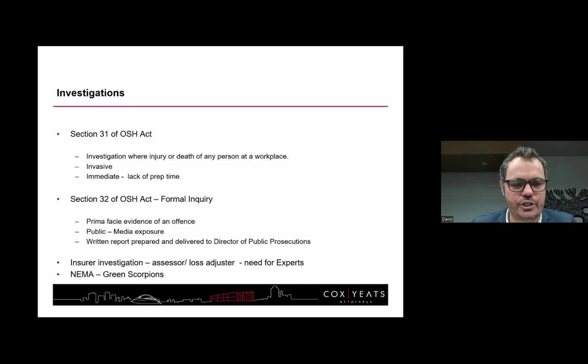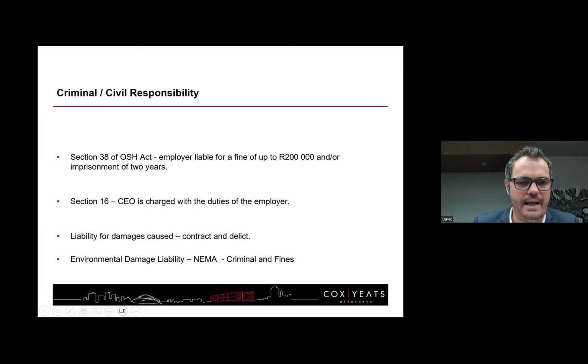Then, of course, there's the insurer investigation. Loss adjusters get involved. There's always a need for experts. There is the potential NEMA environmental investigation for environmental degradation. And then, of course, there is the potential civil liability, being sued for damages in contract or delict. So it is, as you've just seen, huge. The environmental liability alone for a collapse or a terrible casualty on site can outweigh the cost of the damage done.